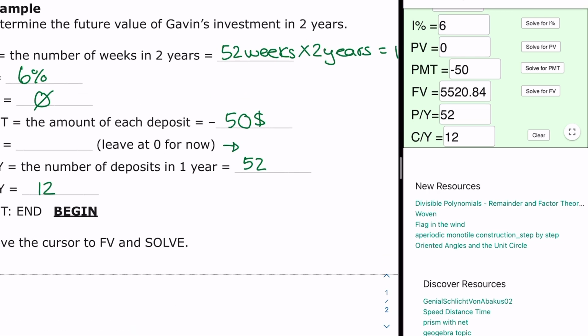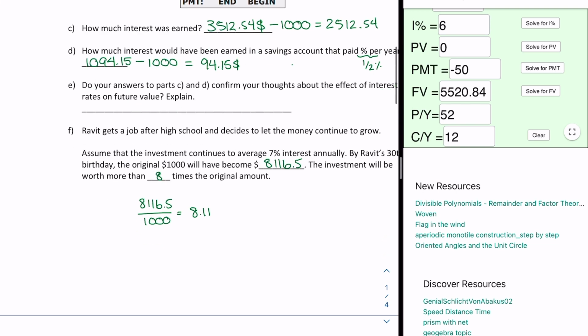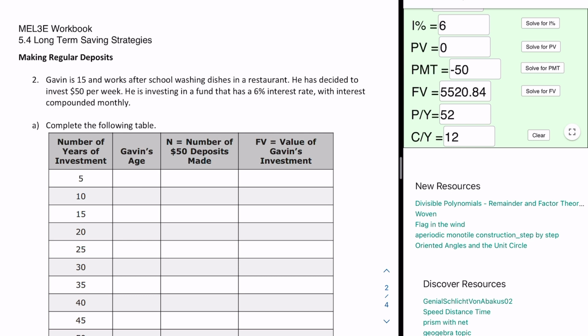And you can see that it is $5,520.84. So after 2 years, he would have $5,520.84 in his account. So now that we've done the tech tip, we can go back and then complete this table. So it has the same information. It was copy pasted. So $50 a week, 6% interest, compounded monthly.